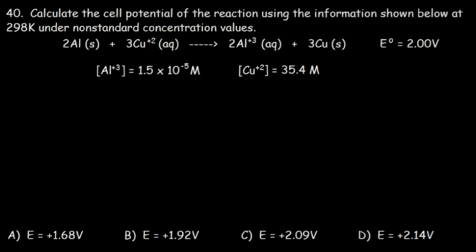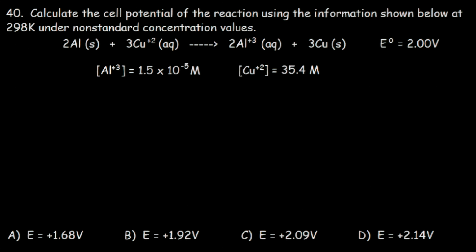Number 40. Calculate the cell potential of the reaction using the information shown below at 298 Kelvin under non-standard concentration values. So we have the standard cell potential, which is the cell potential if the concentration of the reactant and the product is 1 molar. However, we want to find the cell potential when the concentration of aluminum is not 1 molar, it's 1.5 times 10 to the minus 5. And when the concentration of the copper plus 2 ion is about 35.4.